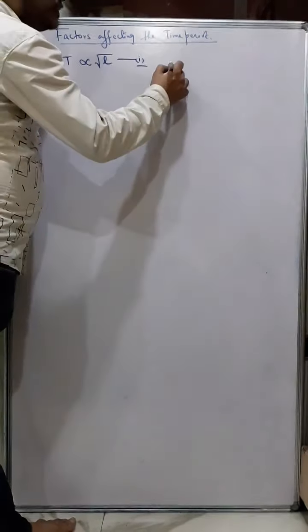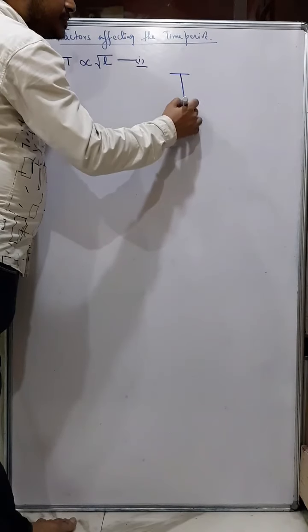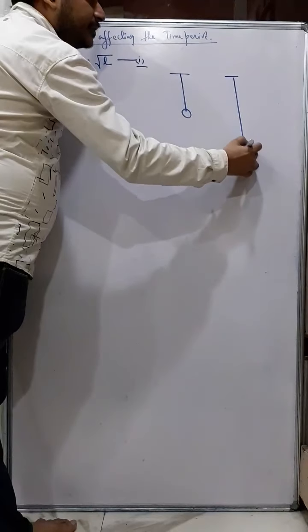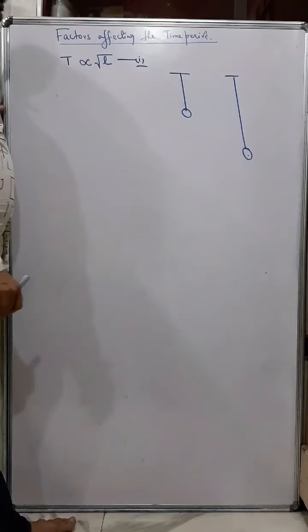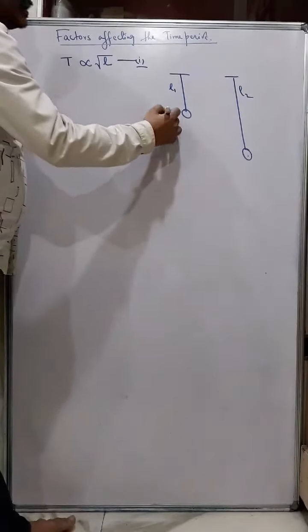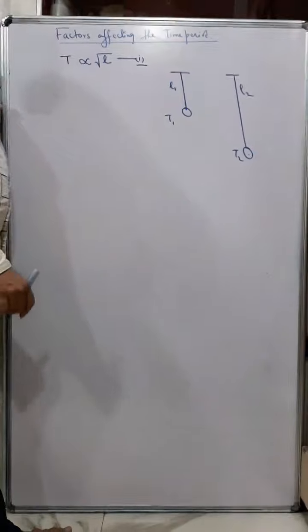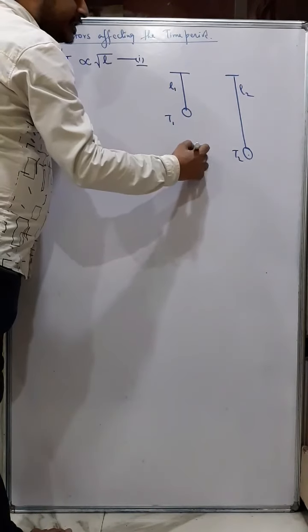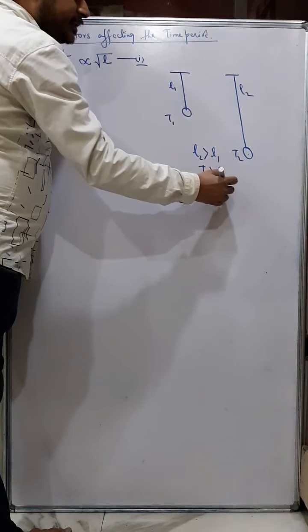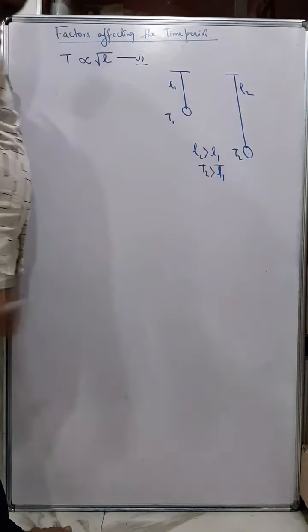So try to understand what that means. Now suppose this is a pendulum and this is another pendulum. Now this is L1 and this is L2, and this is T1 and this is T2. The time period of this pendulum is T1 and the time period of this pendulum is T2. Now since here you can see that L2 is greater than L1, therefore T2 will be greater than T1.